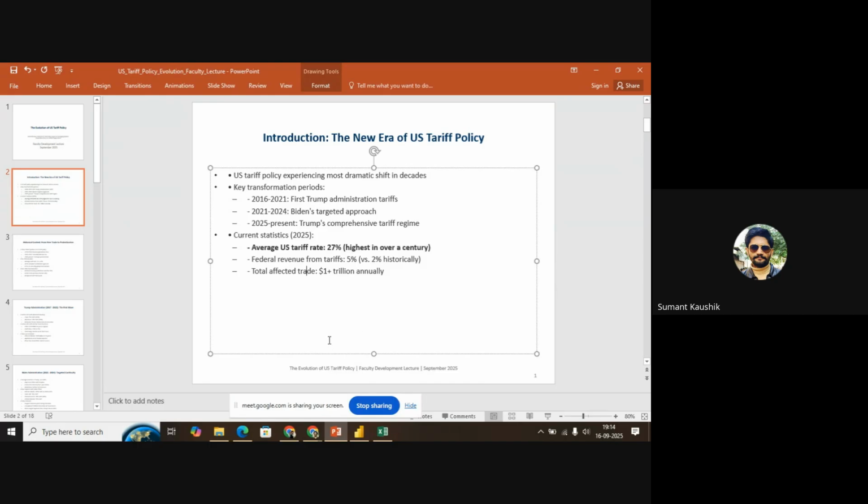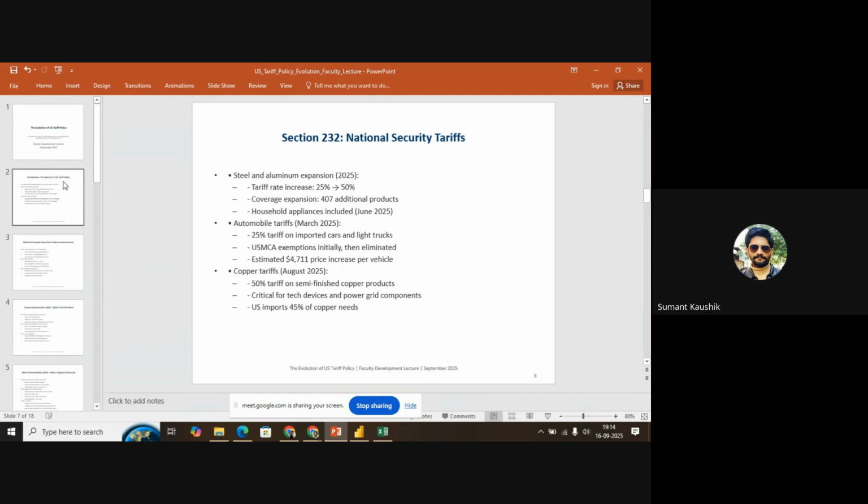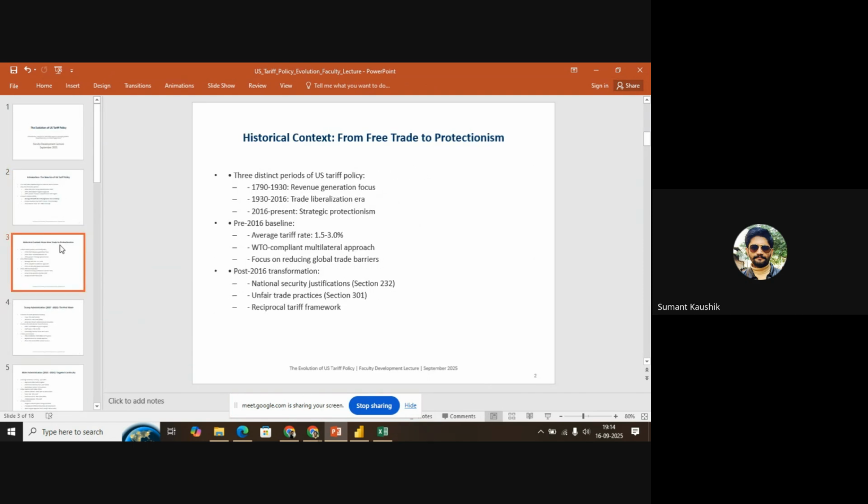So far, so good. We now move ahead to how this is actually affecting the economies, how this had been different in different periods. So we have three different periods, four different administrations. I will try to explain what has been different in four different administrations through Power BI and analysis on Power BI, and three different historical contexts from free trade to protectionism.